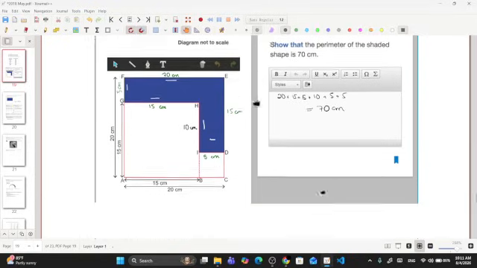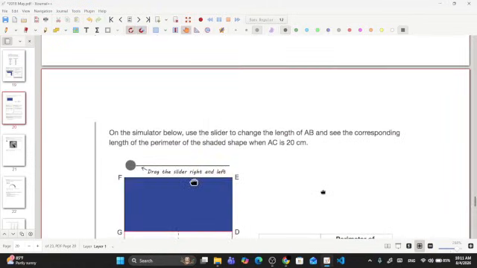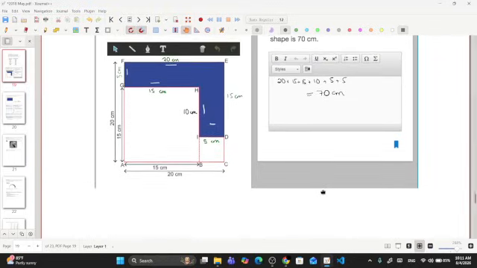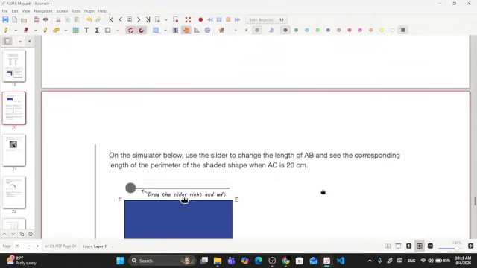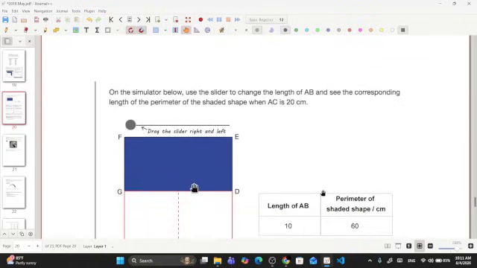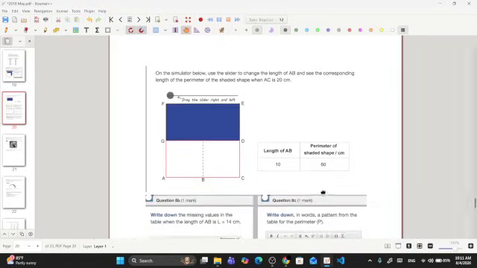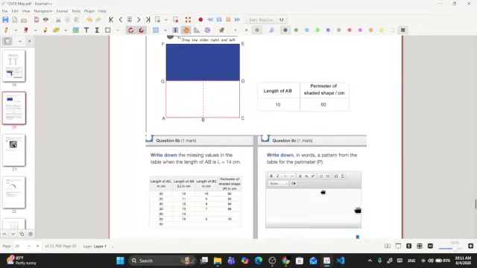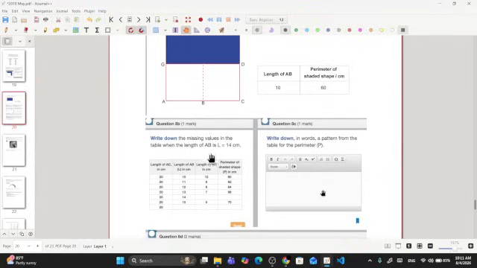Let's move forward then. On the simulator below, use the slider to change the length of AB and see the corresponding length of the perimeter of the shaded shape when AC equals 20 centimeters. Alright, let's have a look. I think it's going to be done later on. Write down the missing values in the table when the length of AB is L equals 14 centimeters.